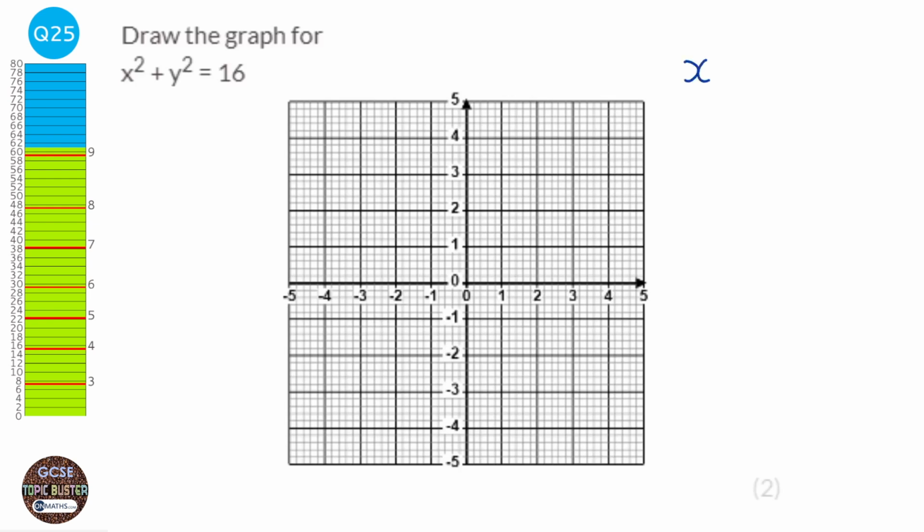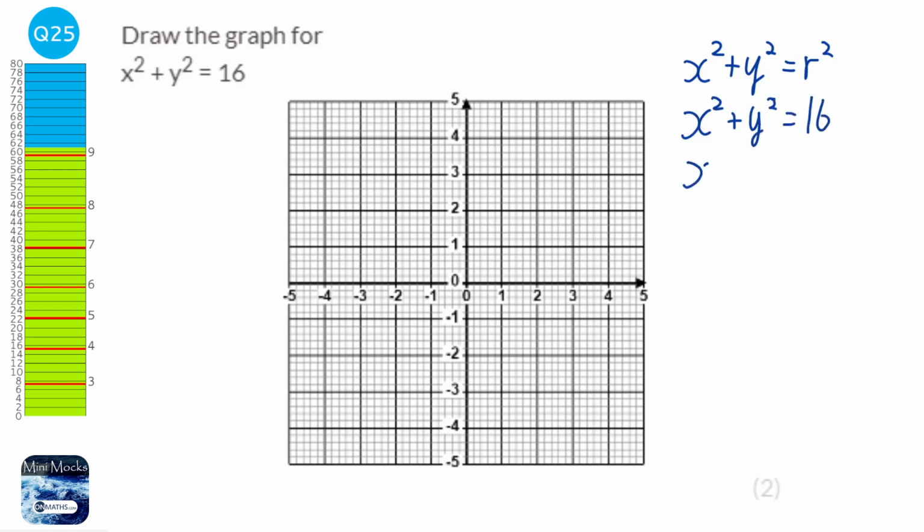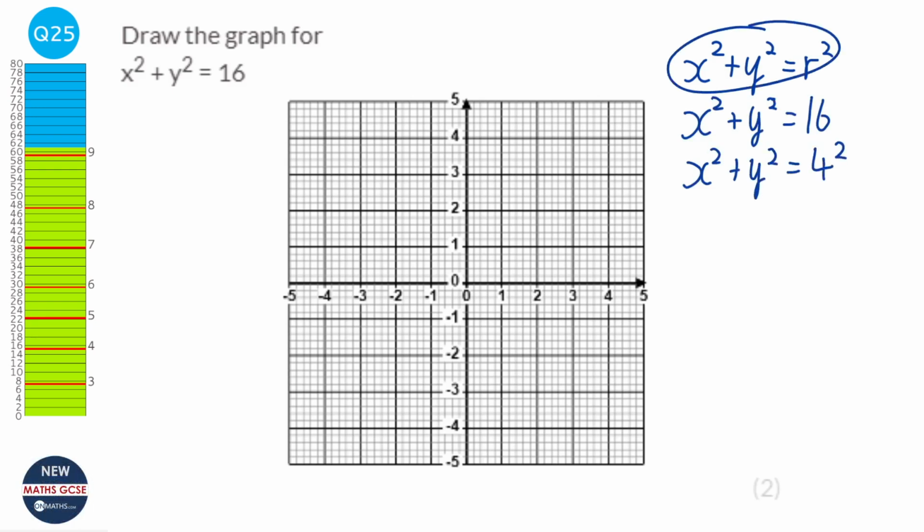This question relies on the fact that you know what the equation of a circle is. The equation of a circle is x squared plus y squared equals r squared. Now r is the radius of the circle. So when I rewrite this, and I write it with our 16 there, we can actually rewrite 16 as 4 squared. Comparing this equation to this equation, we can see that r is 4.